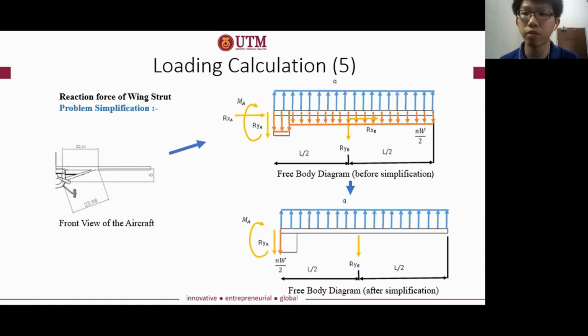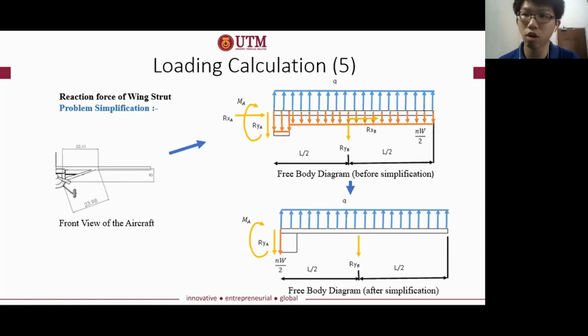So now, to determine the reaction force of the wing strut, the wing loading analysis must first be conducted for half of the wingspan. So the problem simplification can be shown over here. The positive convention of the reaction force and moment that are indicated in the free body diagrams is shown in this figure. Okay, the aircraft wing is assumed to be a cantilever beam. The reaction force of the wing strut is indicated at point B, which is located at the middle of the wingspan. So the horizontal reaction forces, Rxa and Rxb, will cancel out each other at the end of the calculation.